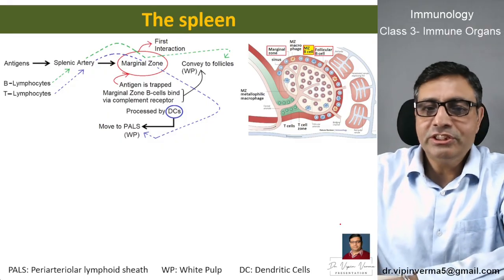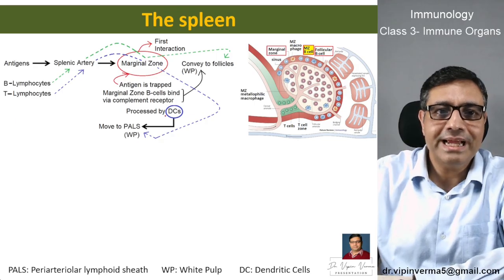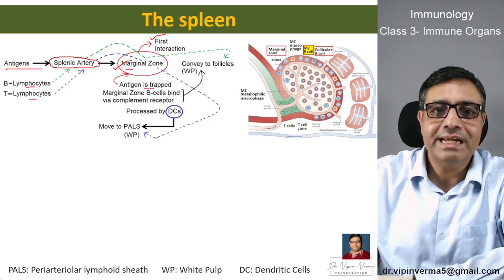Now this is a very general diagram which shows how it works. We have the antigen, and it enters the marginal zone through the splenic artery. The splenic artery is the main supply. Our B lymphocytes and T lymphocytes also come through the splenic artery and reach the marginal zone. So the first interaction between the antigen and our lymphocytes takes place in the marginal zone. Here the antigen is trapped.